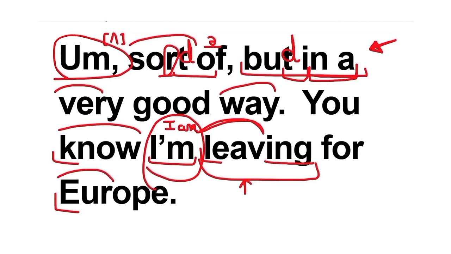I'm. You know I'm leaving for Europe. Reducing and contracting words will help you sound very American. There's actually one more example of a reduction in this sentence. It's the word for. For Europe. I reduce that vowel to the schwa. And the schwa R together make one sound, er.